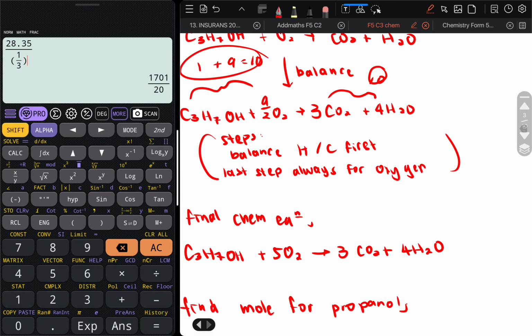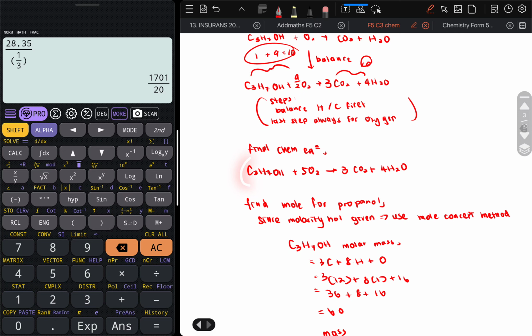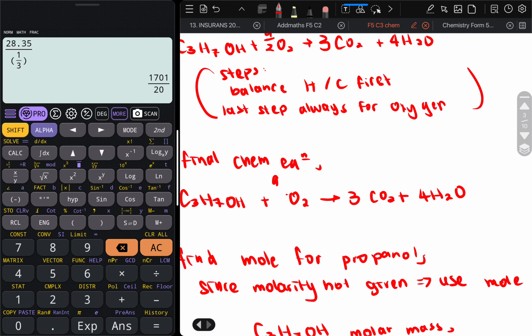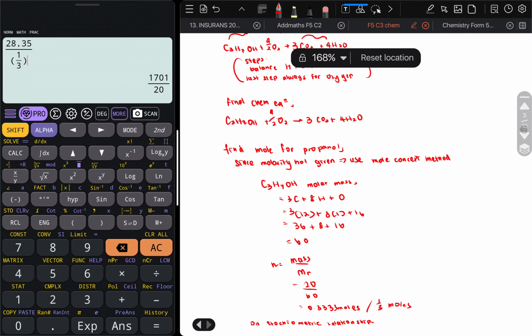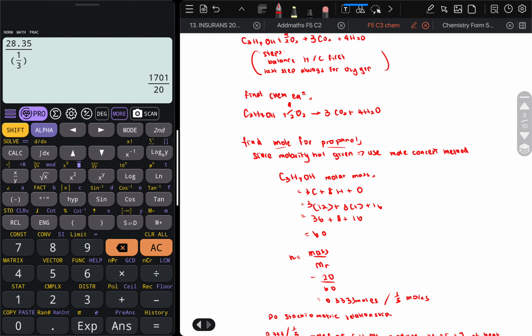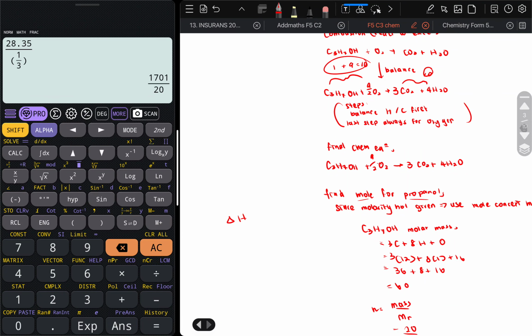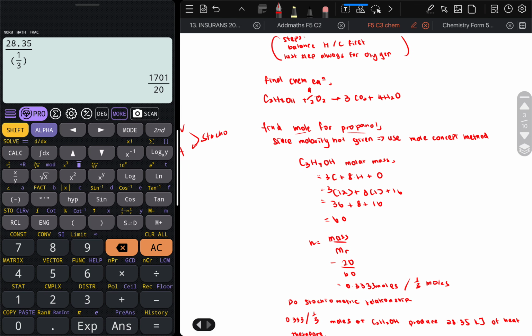So next step after we balance, we do the final chemical equation, which is this. Let me do my correction first. 9 divided by 2. Okay. After that we find mole for propanol. So why do we need to find mole for propanol? Because if we're trying to find the delta H given the Q value, we need to use stoichiometric relationship. So that's why we need to find mole.